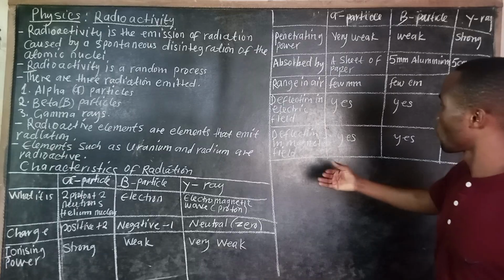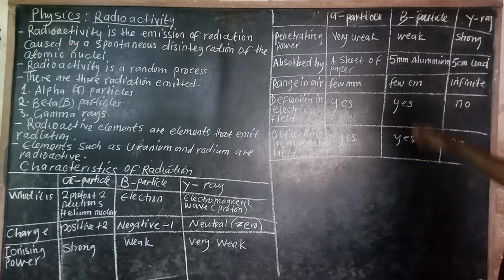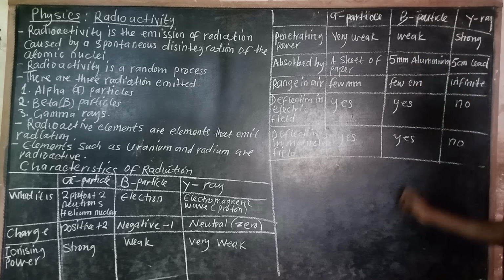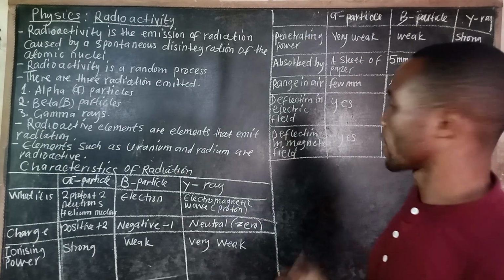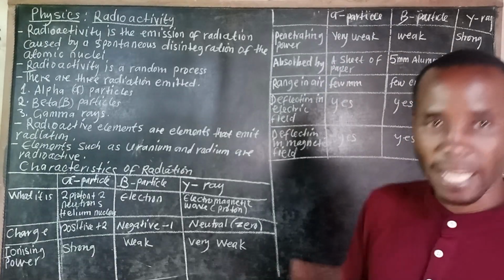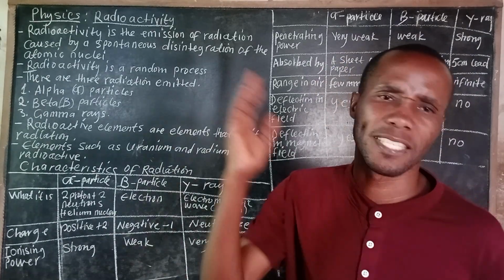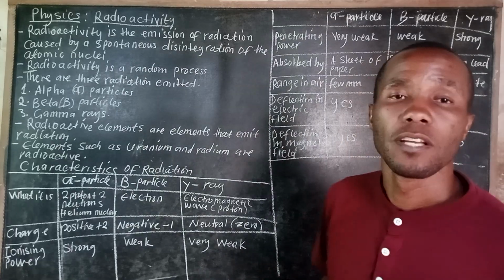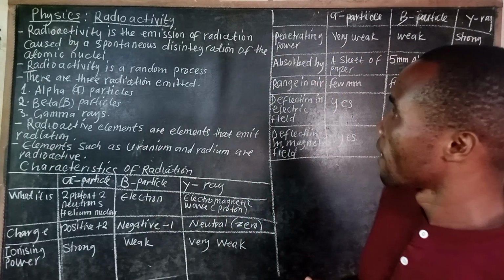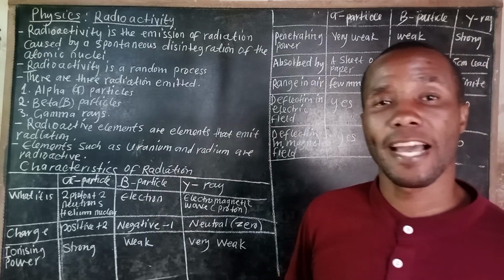Then that goes to the magnetic field also. Alpha particle deflects in a magnetic field. Then beta particle also deflects in a magnetic field. Whereas gamma ray does not deflect in a magnetic field. There is nothing like redirecting because of the magnetic field. It just passes. It just goes. It doesn't work like that for gamma ray. So this is the introduction of radioactivity and the few points under it.